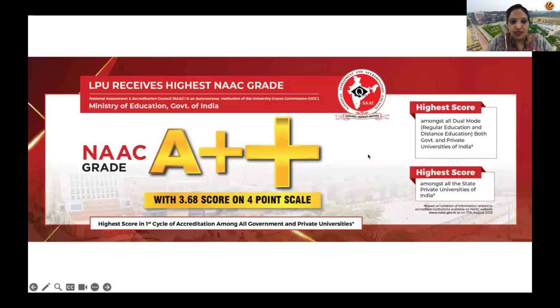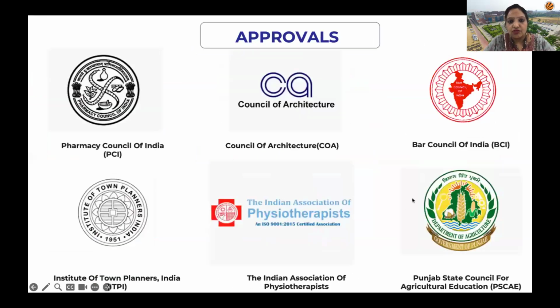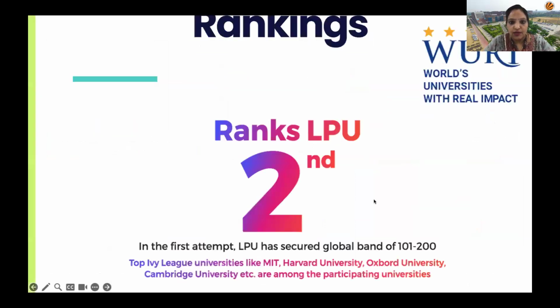The university proudly received the highest NAAC A++ score from the NAAC agency, with a 3.68 score on a 4-point scale, which is the highest score in the first cycle of accreditation among all government and private universities. Apart from NAAC, we have other approvals from UGC, UGC Distance Education, National Council for Teacher Education, Council of Architecture, Bar Council of India, and Punjab State Council for Agriculture Education. The list is long; this is just a glimpse. We do have certain memberships as well.